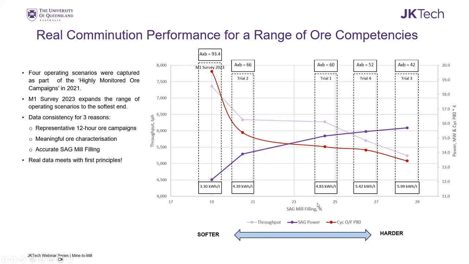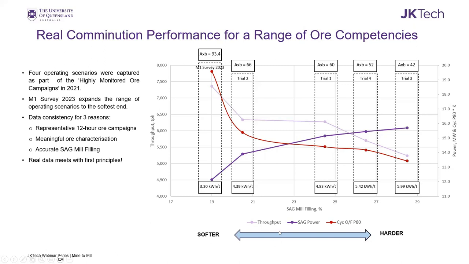So this was part of the continued support of JKTech with this mine site that resulted in additional surveys conducted earlier this year. One of them actually was here, that M1 survey. M1 is one of the core domains over there. This particular survey conducted this year expanded the range of operating scenarios to the softest end, which was great. This was only a 1-hour average of the operation, whereas the other columns here are 12 hours each. And we really get consistency.